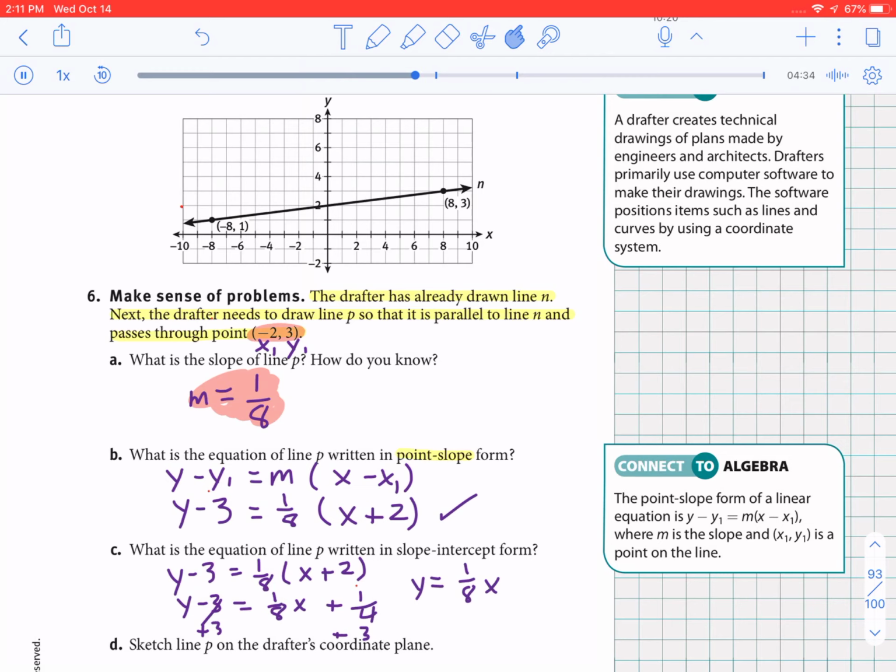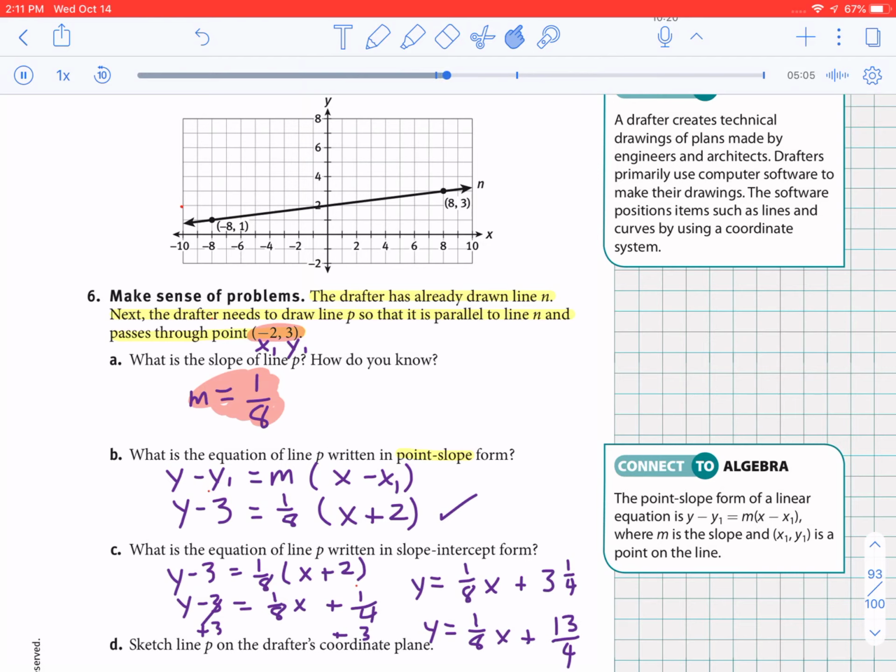And then we have 1/4 plus 3. There are a couple ways to write that. I think right now I'm actually going to say it's 3 1/4, just because I think that's convenient for what we're doing in this particular case. You could also write it as 1/8 x plus 13/4. I just feel like in this case, the 3 1/4 is actually a little bit more helpful to graph our line.